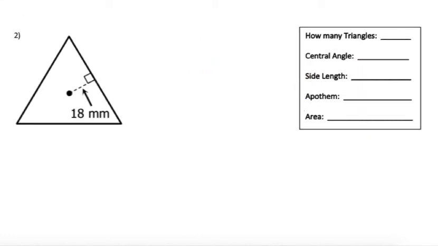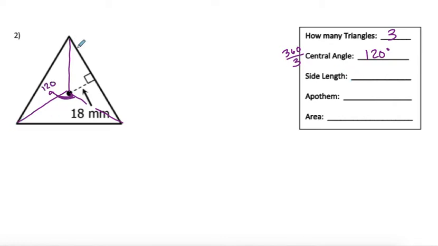All right, on number 2. Okay, so we have our triangles inside of a triangle. I'm going to kind of draw that in. So I have 3 of those for 3 sides. The central angle, I'll take 360 divided by how many there are, which tells me 120. So I know that this angle measurement is 120.